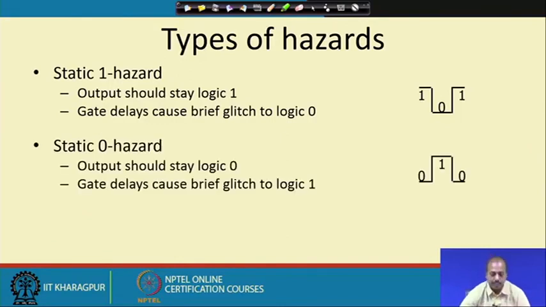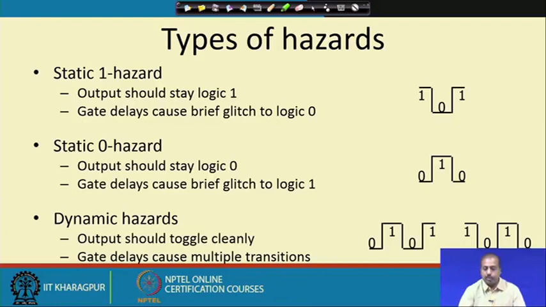Similarly, we can have a static 0 hazard. Static 0 hazard means the output should ideally remain 0, but in between it goes to logic high and then again comes back to 0. So, this is the static 0 hazard, and there can be a dynamic hazard.